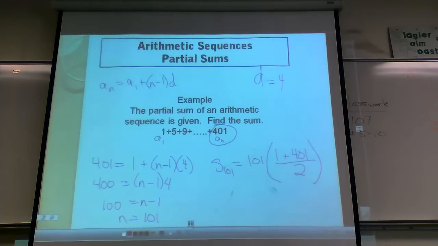All right, so that's 402 divided by 2. So what's 402 divided by 2? 201. So 101 times 201. Big number. 20,301. Wait, 20,301?